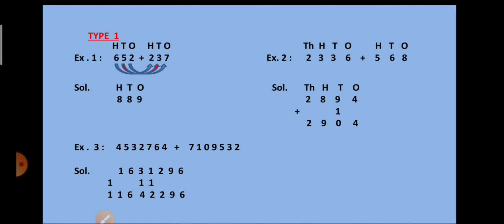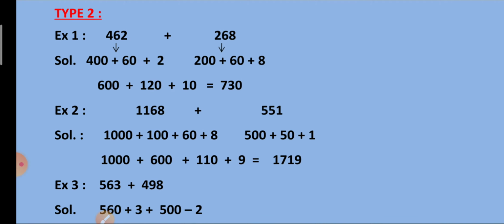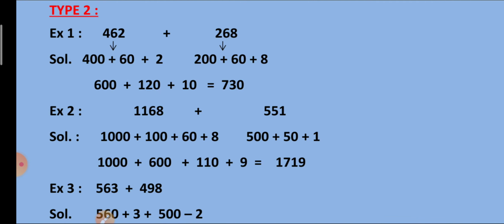Let's go to the next, type 2. This is easier than type 1. In this, you can break the numbers into small parts and do the addition. So first, what I did: 462 plus 268. I have broken 462 into 400 plus 60 plus 2 and 268 into 200 plus 60 plus 8.